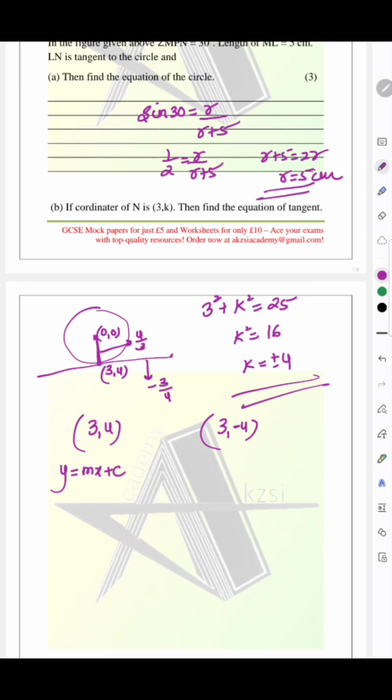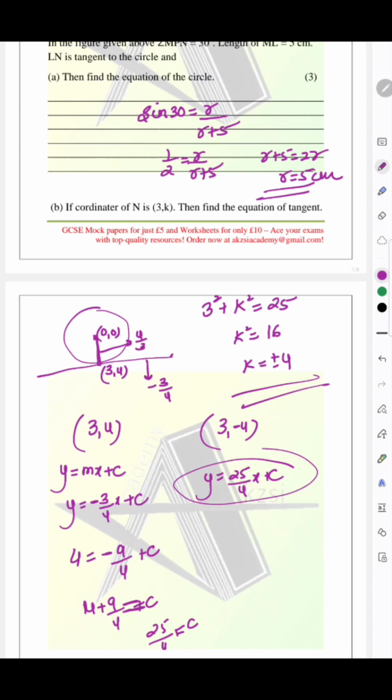We know that if two lines are perpendicular to each other, their gradients are negative reciprocals of each other. So this will be y equals negative 3 over 4 x plus c. And now because 3, 4 is lying on this tangent, y would be 4 and x would be 3, so 4 equals negative 9 over 4 plus c, or 25 over 4 is equal to c.